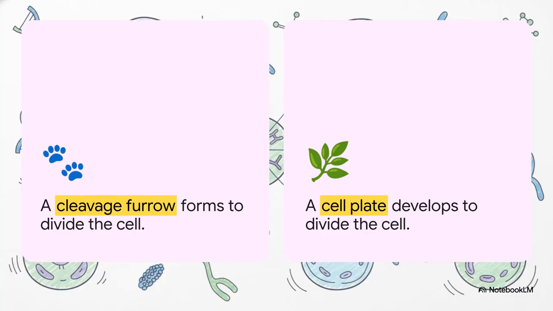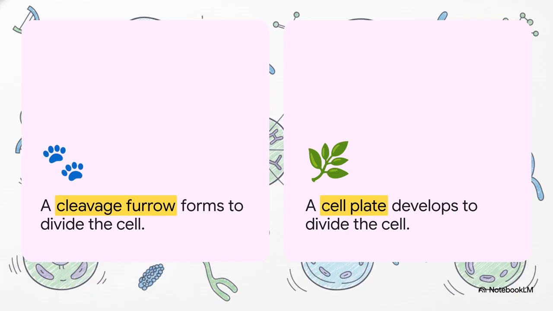So we have 2 nuclei, right? But technically, it's still one giant cell. Cytokinesis is the final physical division of the cell's cytoplasm, resulting in two distinct daughter cells. But the way this happens is actually totally different depending on the cell type. In animal cells, which are relatively soft, a cleavage furrow forms. The cell literally pinches inwards around the middle until it snaps into two.